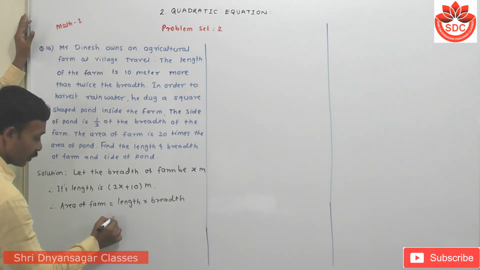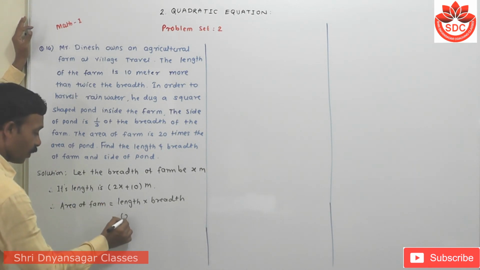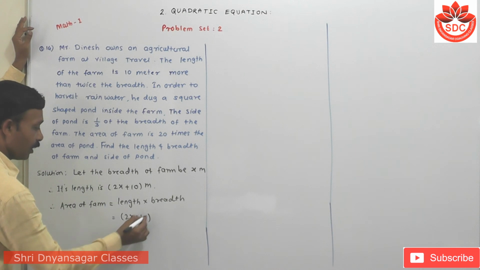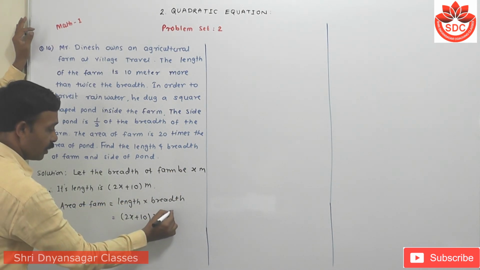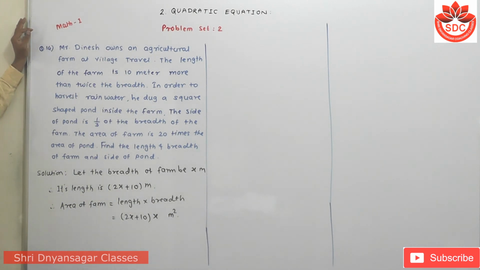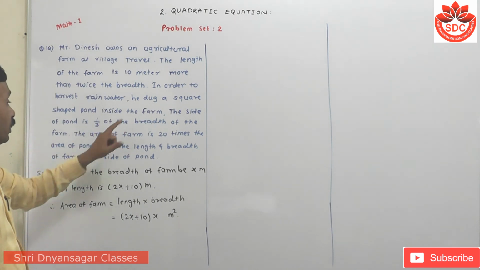So we have to substitute here. The length is twice x plus 10 into breadth x, and the unit is meter square. This is the area of the farm. Now the side of the pond is 1/3 of the breadth.